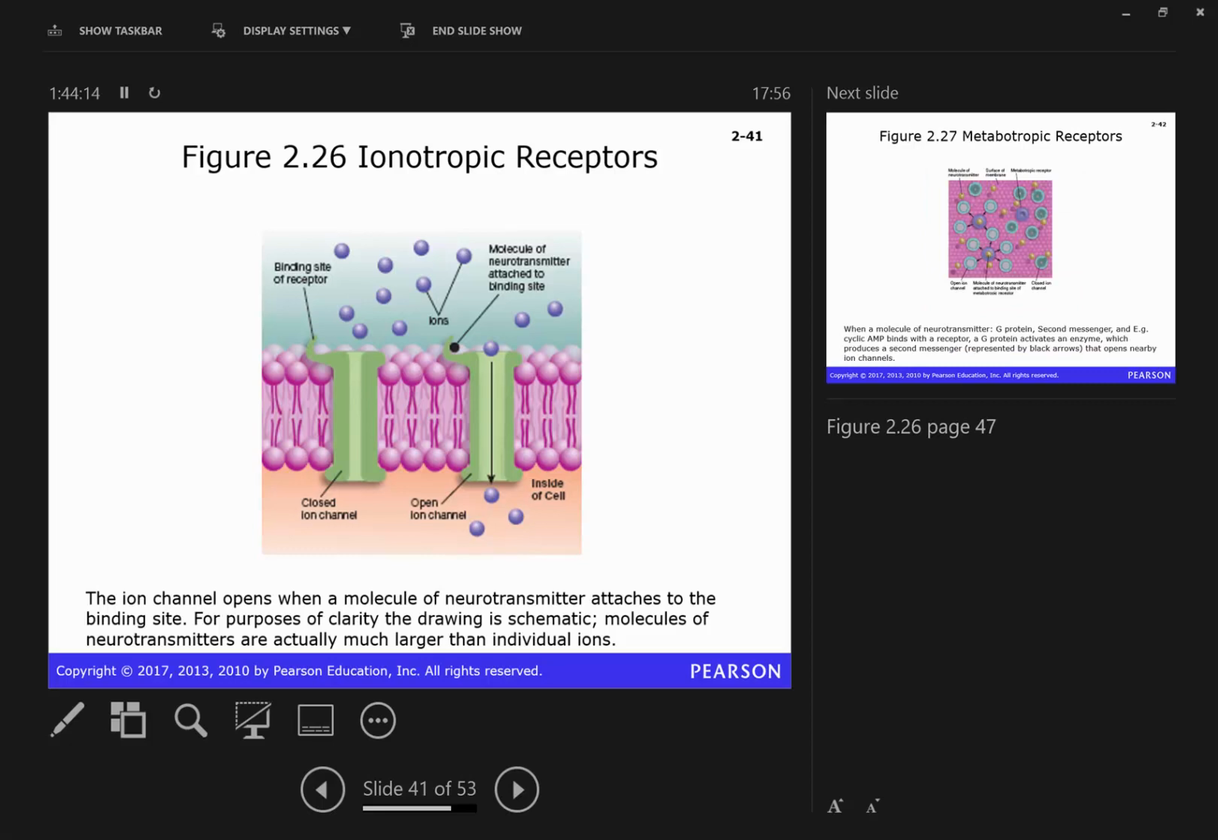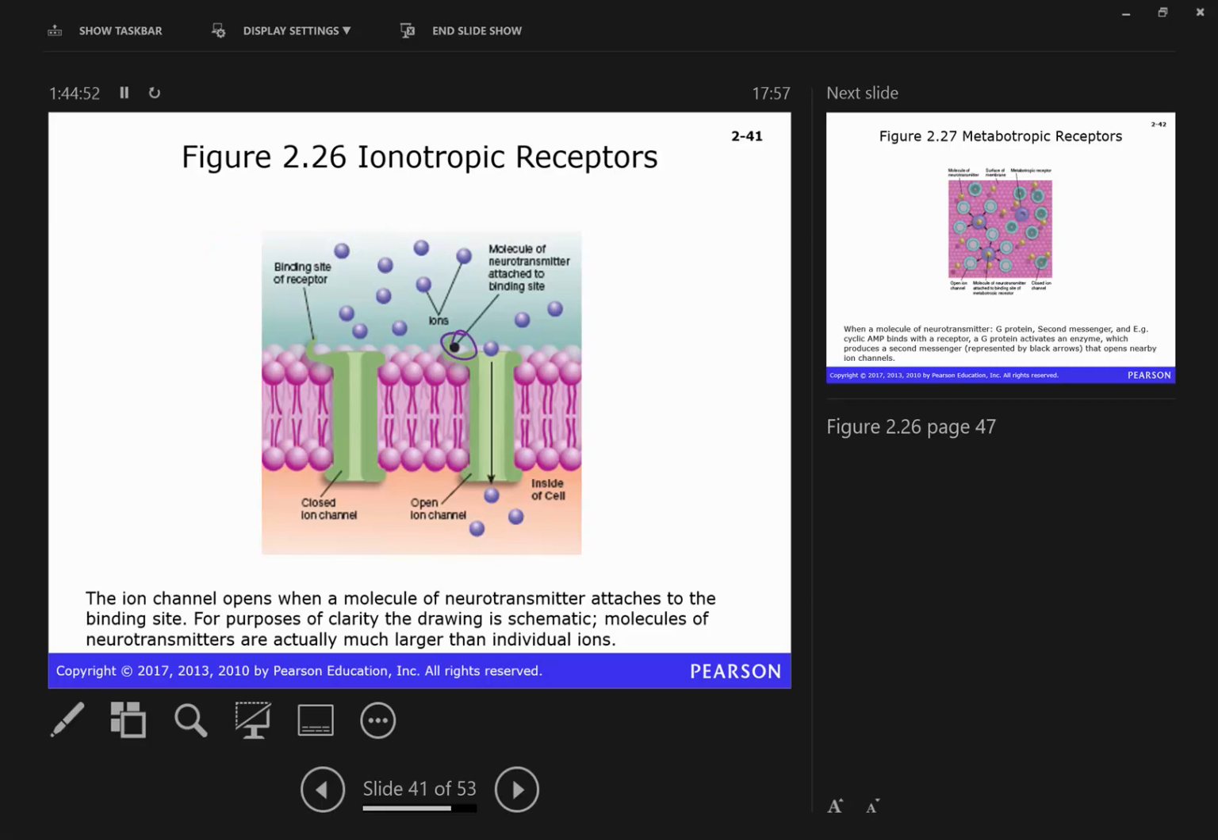Let's think about different kinds of receptors. There are two broad classes of receptors that we want to think about. Ionotropic, and we'll think about metabotropic here in a moment. Ionotropic receptors are directly associated with an ion channel. So some neurotransmitter, whatever that is, goes to that binding site. It plugs into that binding site.